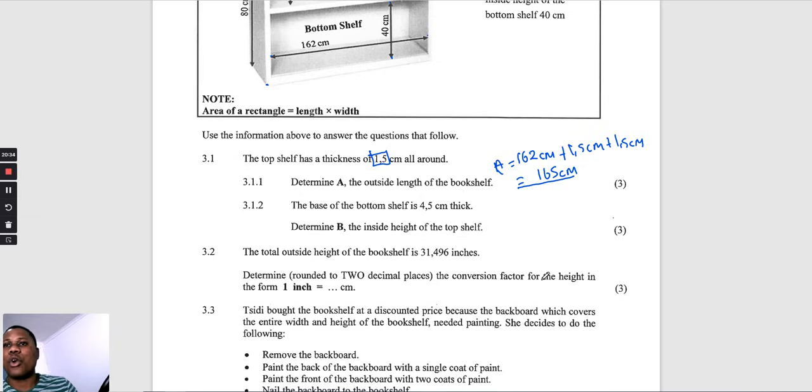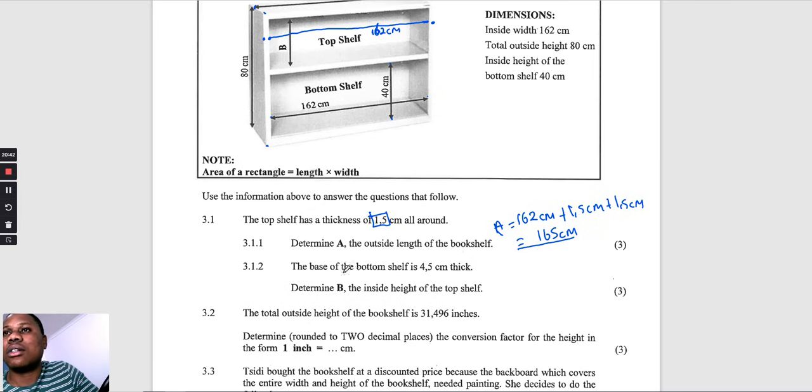Okay, we move right along. We go to 3.1.2. They say the base of the bottom shelf is 4.5 centimeter thick. The thickness of the bottom, from this point to this point, is 4.5 centimeters. Okay, and they say determine B, the inside height of the top shelf. We can see the top shelf here. So what are we given?